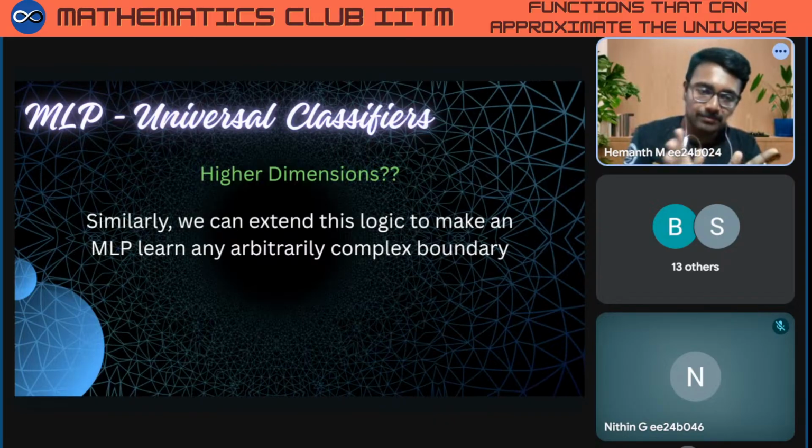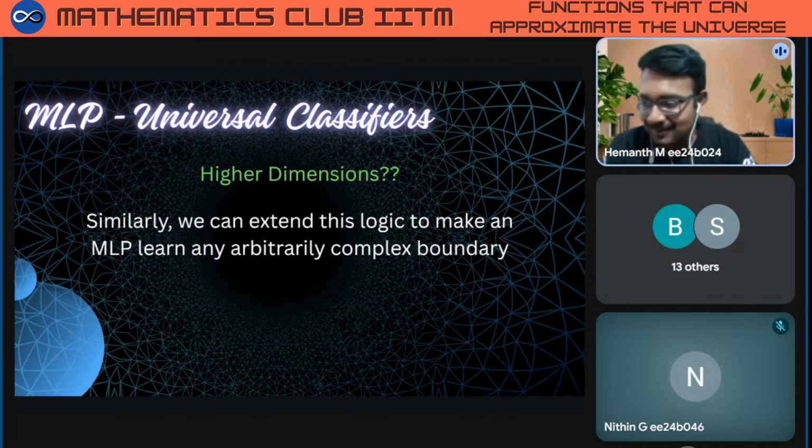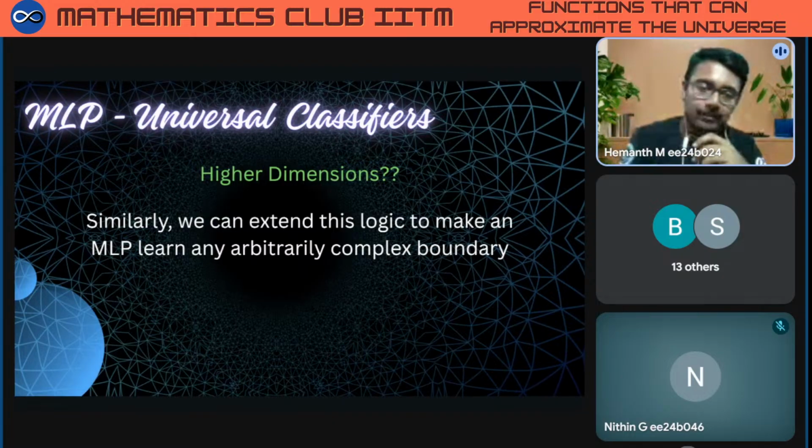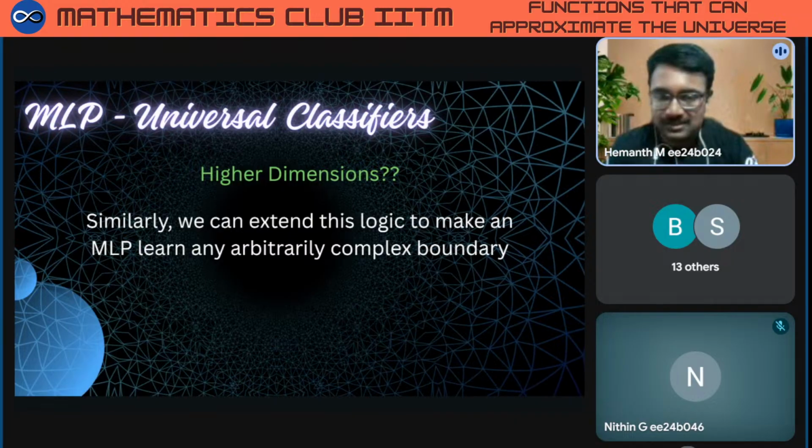So each of these perceptrons can learn one face of that polyhedron, and we can learn the regions inside and outside of that polyhedron. Then we can take the union of many such things to learn any complex decision boundary. So this is how, theoretically, we can extend the same argument that MLPs can learn any complex decision boundary. And the same thing is valid even for higher dimensions. If we go to 5 dimensions or 784 dimensions, it's still valid.